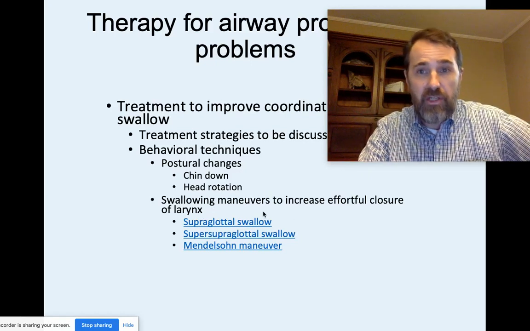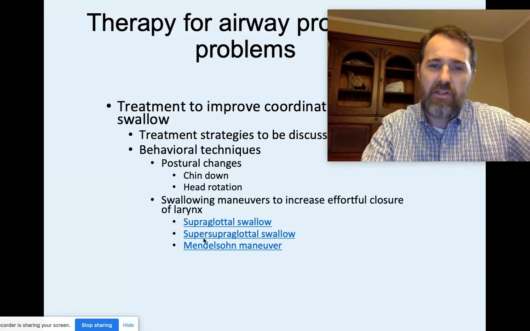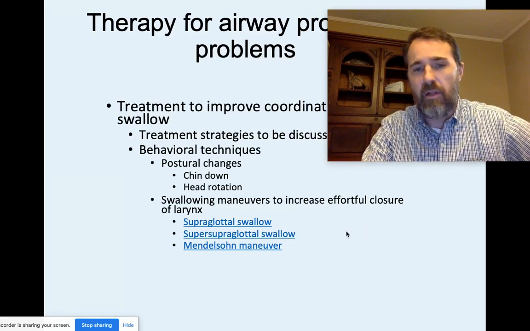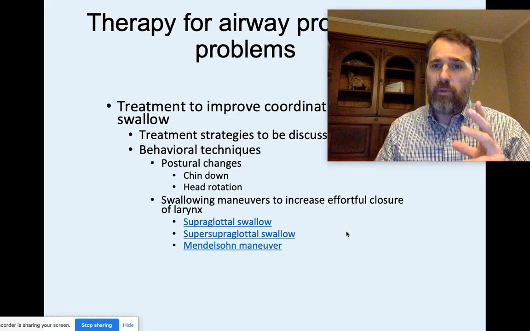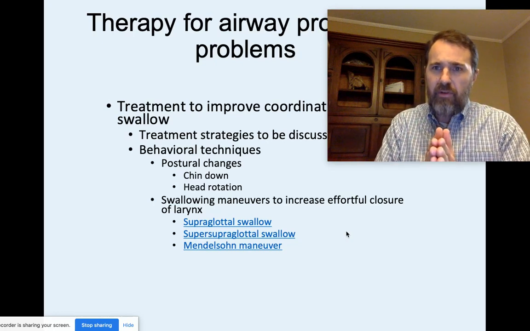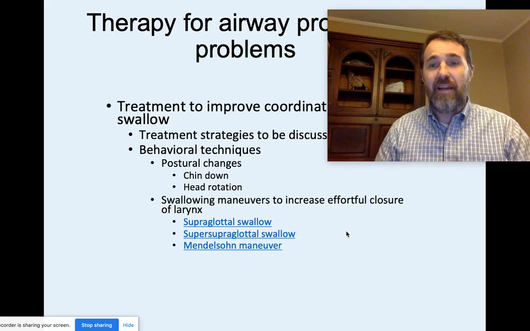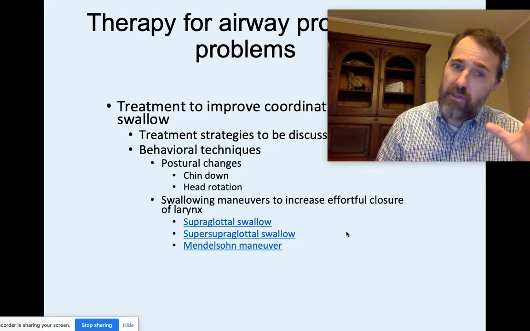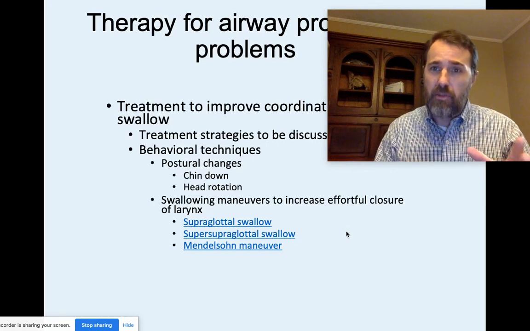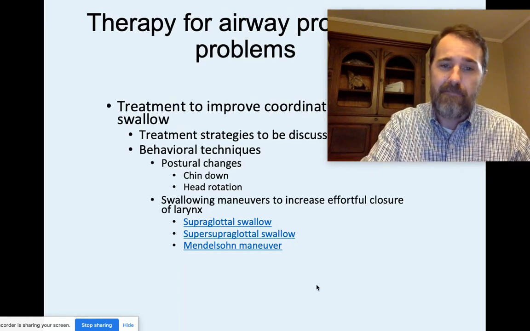Here are 3 strategies: the supraglottic swallow, which we've already defined, which is adducting the vocal folds, swallow and cough. Then you add an effortful swallow, a hard swallow, to the supraglottic swallow, and that is the super-supraglottic swallow. We're going to come back to that.